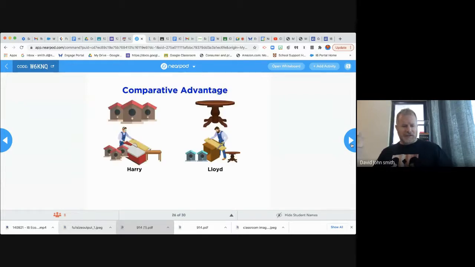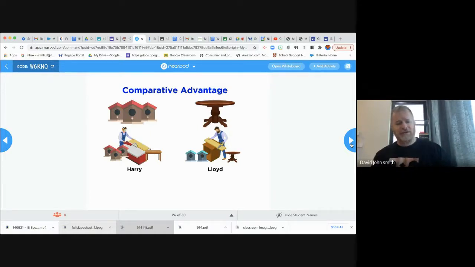If we come across a situation where we are able to produce both goods, but we have a comparative advantage in the production of one. So I've got Harry and Lloyd. Just came up with them, right? Harry can produce birdhouses and tables. Lloyd can produce birdhouses and tables. But Lloyd has a comparative advantage in the production of tables, whereas Harry has a comparative advantage in the production of birdhouses.